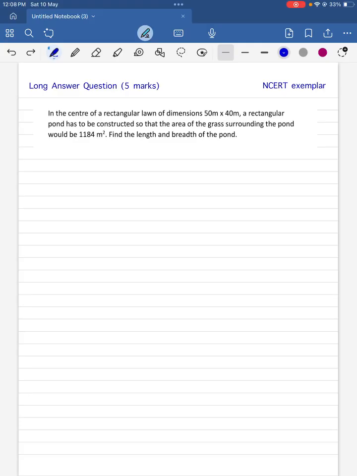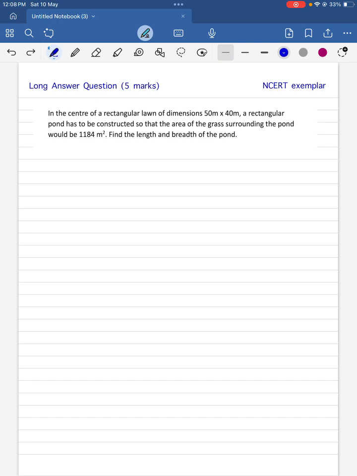Today we'll be discussing this long answer question for 5 marks from the NCERT exemplar. And the question is, in the center of a rectangular lawn of dimensions 50 meters and 40 meters, a rectangular pond has to be constructed so that the area of the grass surrounding the pond would be 1184 meters square. You have to find the length and the breadth of the pond.